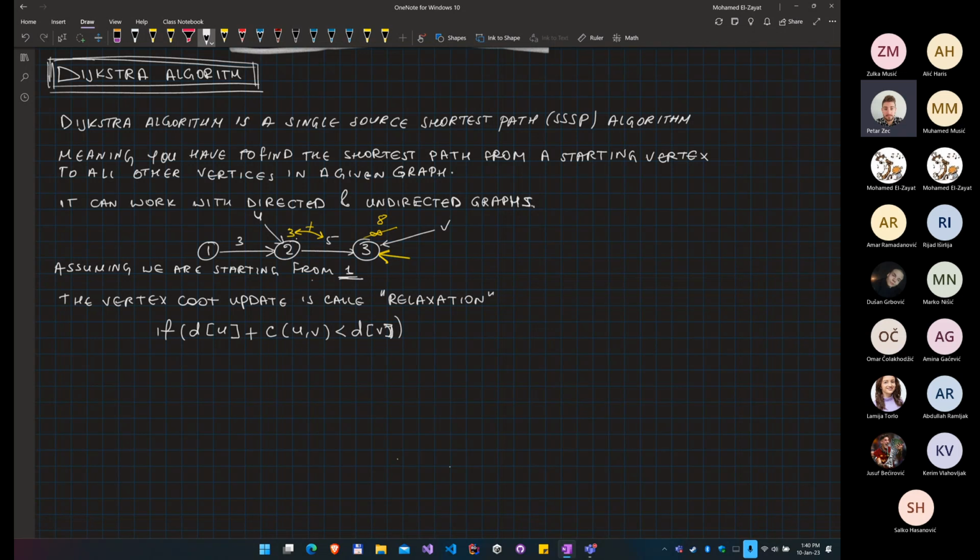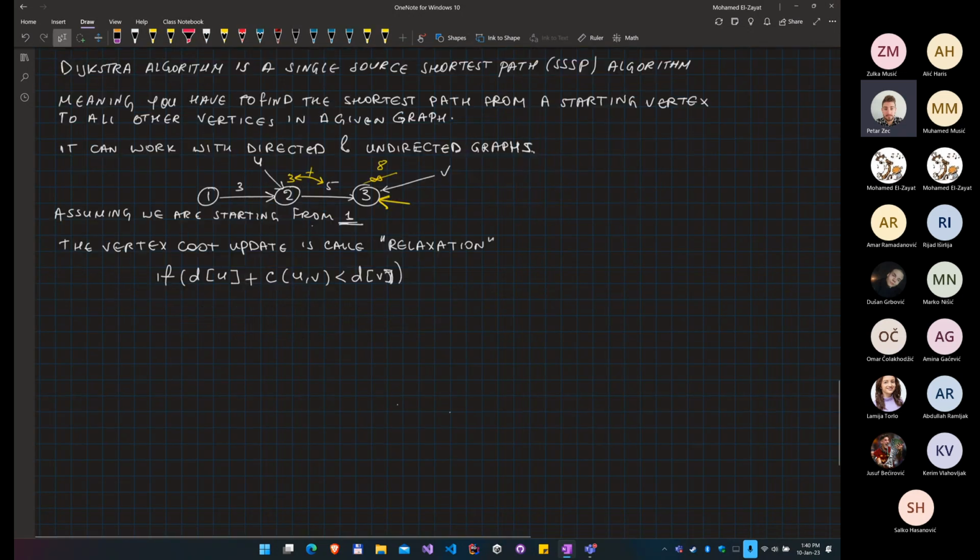So for example, the distance of u was actually 3, and the cost of going from u to v is 5. If you add these together, 3 plus 5 is equal to 8. If it is less than the distance to v, which was infinity, then we update it. So we update d of v to d of u plus c of u and v. Otherwise, you don't. So this is basically the algorithm for it.